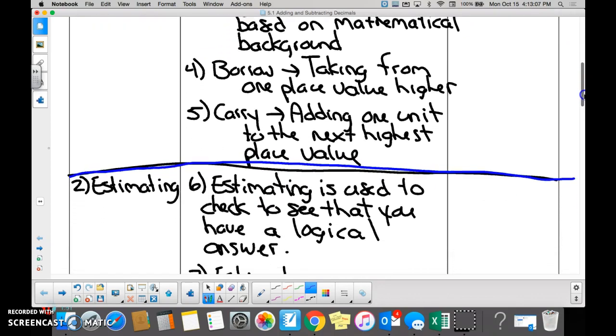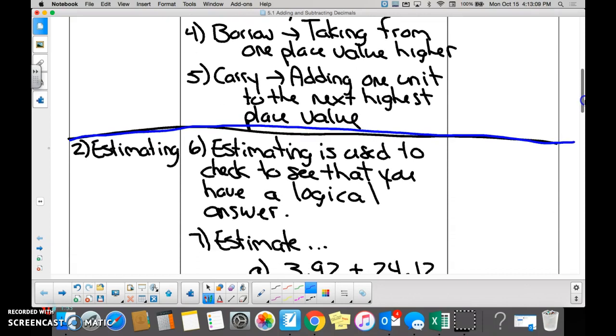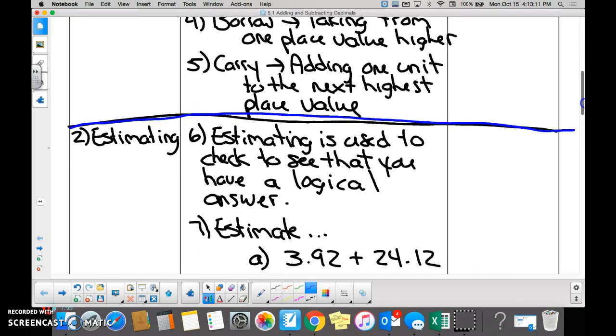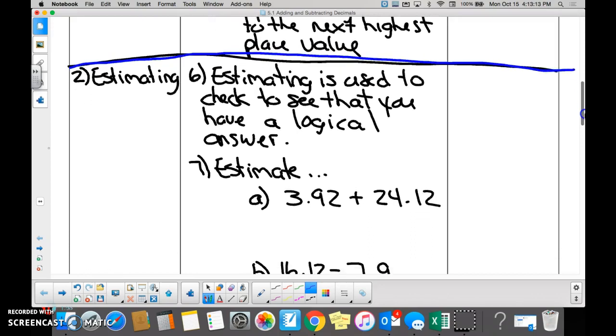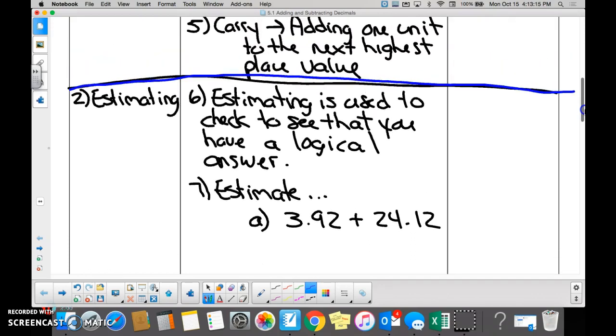Number 2, estimating. So estimating is used to check to see that you have a logical answer. Usually we estimate in one of 2 spots. One would be before we calculate to see where we should probably or most likely be. And 2 would maybe be after we're done calculating to see if our answer is close based on an estimate. So if you look at number 7, 3 and 92 hundredths plus 24 and 12 hundredths, if I wanted to solve this actually, I might first do an estimate.